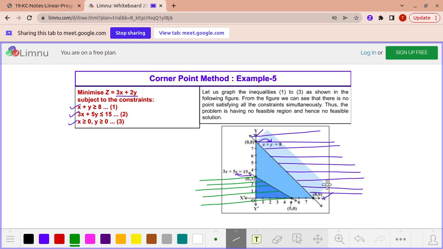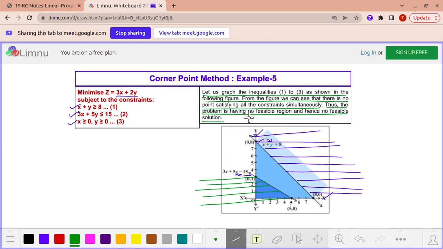in the first quadrant. Now what we see, dear students, is that once we draw the graph of the inequalities 1 to 3 as shown in the following figure, from the figure we can see that there is no point satisfying all the constraints simultaneously. In fact, there is no point common between the green line and the blue line. So thus the problem is having no feasible region, hence no feasible solution. So we cannot solve this problem.